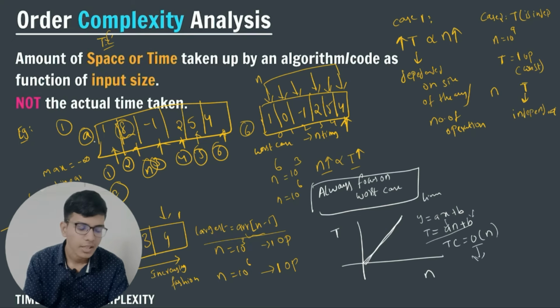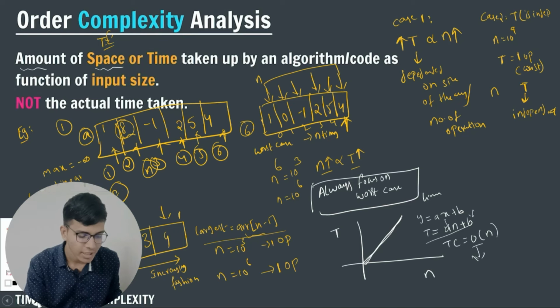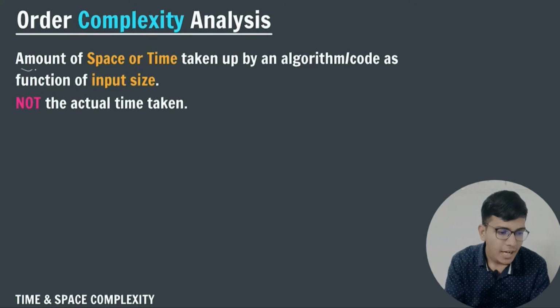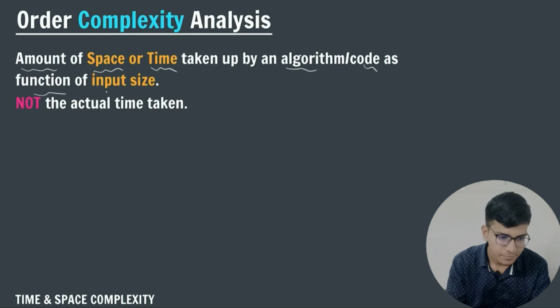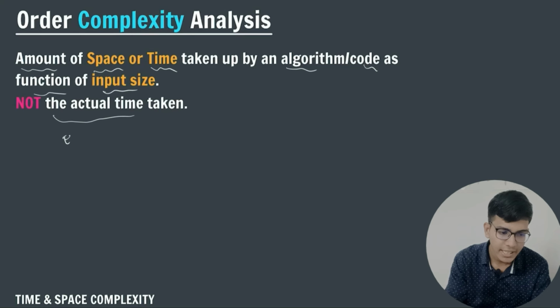Now let us come to our beautiful definition that we have written here. First of all, let me clear all those things so that it will be clearer. So, the amount of space or time taken by an algorithm as a function of input size, not the actual time. So what is the meaning of this? To understand the meaning of this definition, let us take an example.